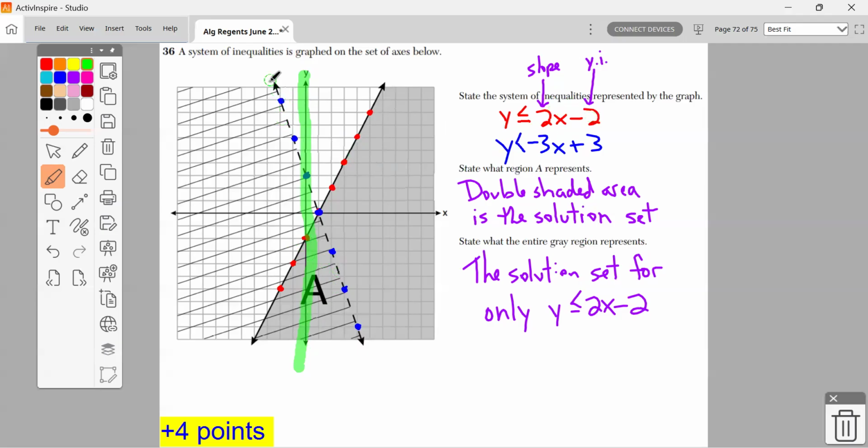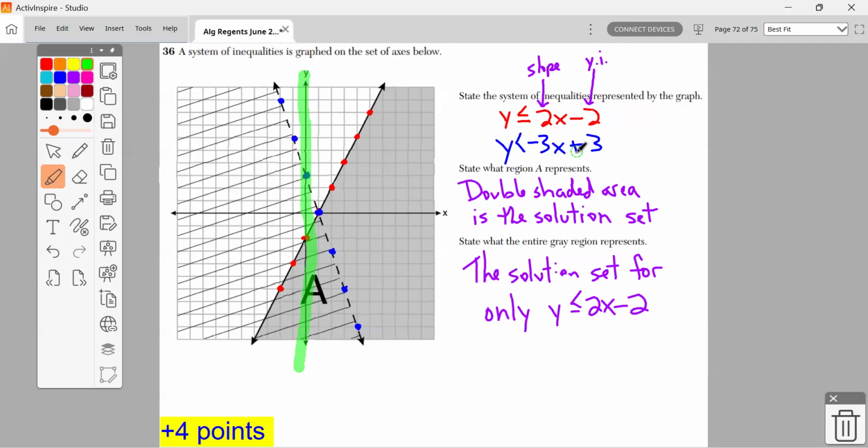For the blue line, for the blue inequality, I can see that it's a dotted line and we're shading below. So it's going to be less than. How do you get from dot to dot? You're going down 3 over 1, down 3 over 1. So -3 or -3 over 1. The line crosses the y-axis at 3, so it's +3.